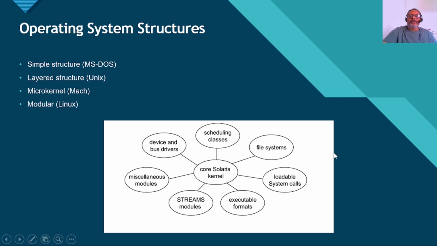Say when we are working with the file system, only then do we interact with the file system module. So we need the file system module in the main memory only when we are working with the file system. If we are not working with the file system, then this module is no more required in memory, so that we can have limited space used at maximum efficiency. So those are the various structures we have for the operating system.